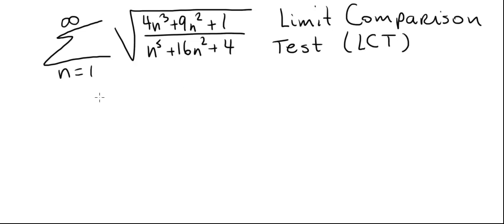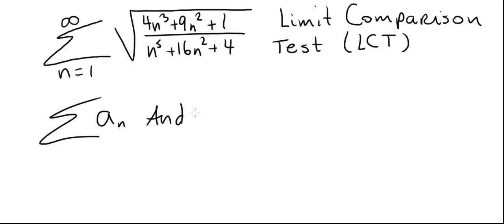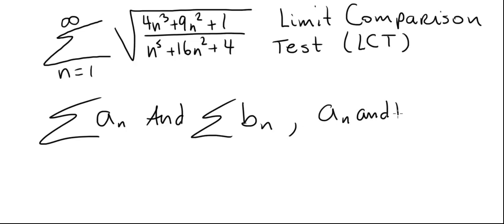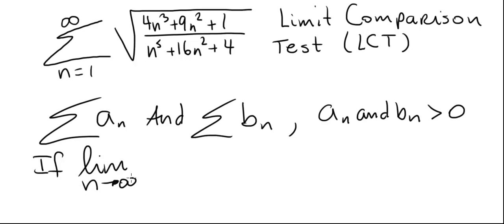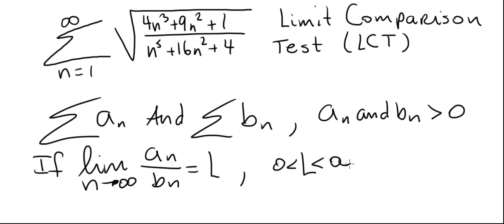Now let's quickly review how it works. Suppose we have two series, one denoted by summation of a sub n and the other by the summation of b sub n, and the only restriction is that for each n, an and bn must be positive. And then if the limit as n goes to infinity of an over bn is equal to L, and L is positive and finite, then both series either converge or both series diverge.